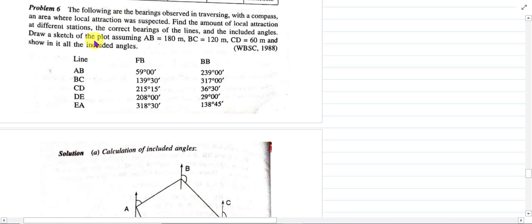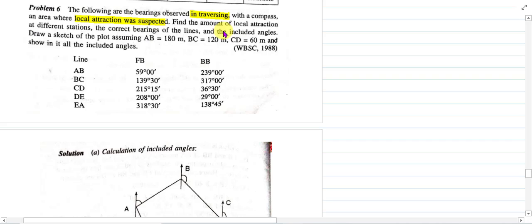Problem number 6. The following are the bearings observed in traversing with a compass. Traversing means a series of connected lines, and there are two types of traversing, one is open and one is closed traversing. We will see later on with the following readings. An area where local attraction was suspected, so I'll highlight these points. The amount of local attraction at different stations.